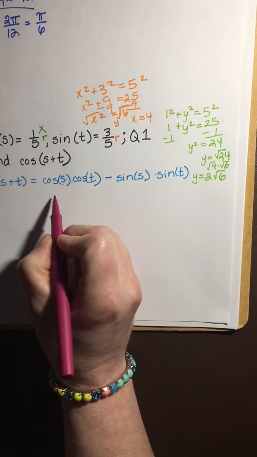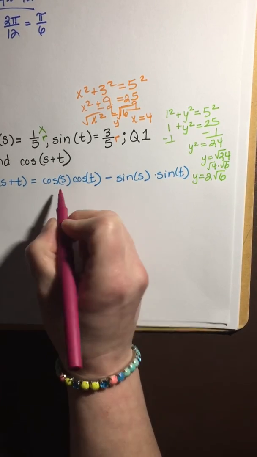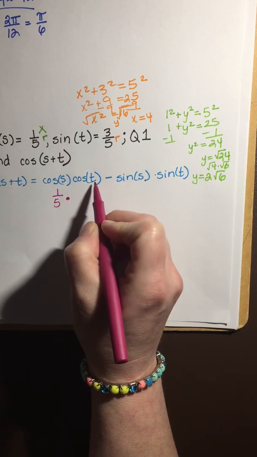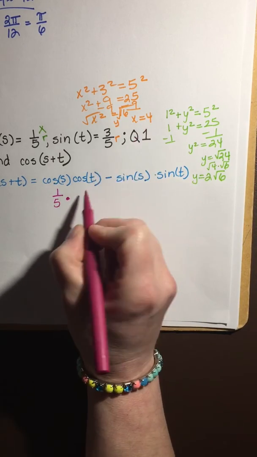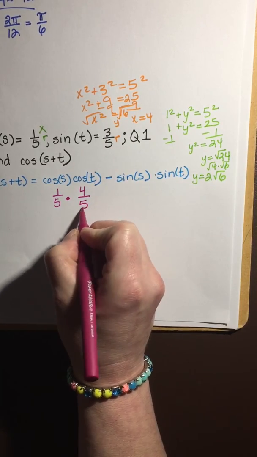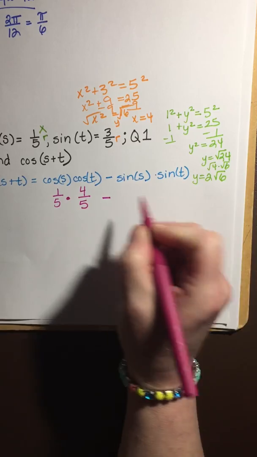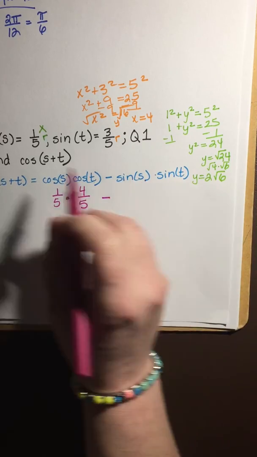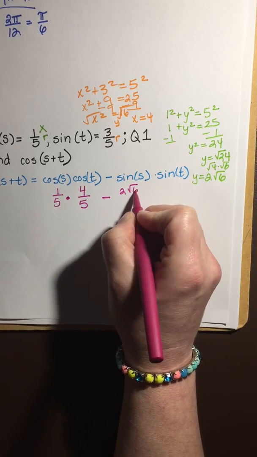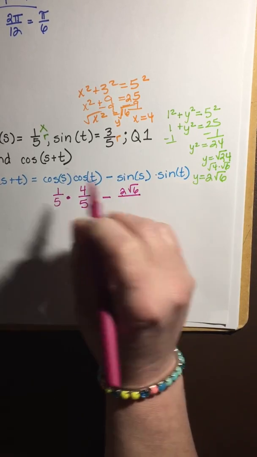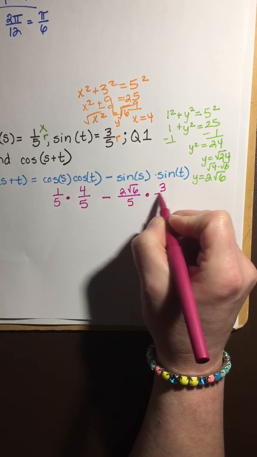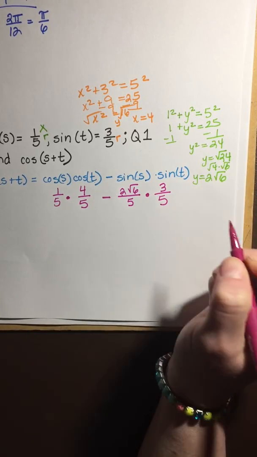All right, the cosine of s is 1/5 times the cosine of t, which would be x over r, 4 over 5, and then minus the sine of s. So I'll come over here. We got that y is 2 times the square root of 6 over r is 5 times the sine of t is 3 over 5.